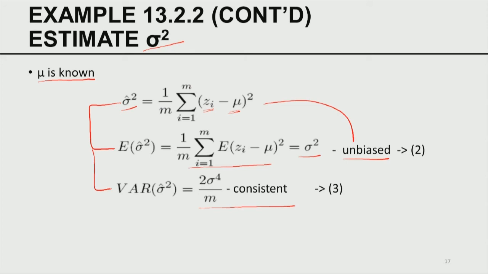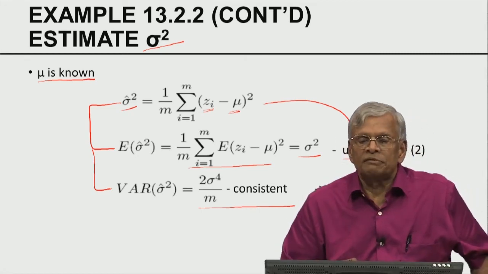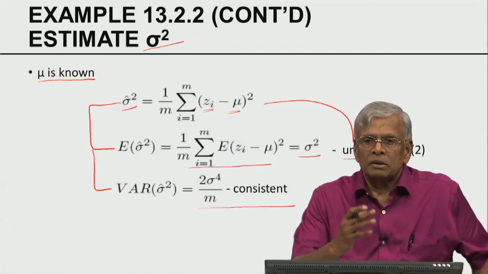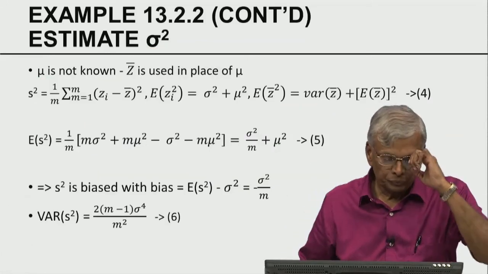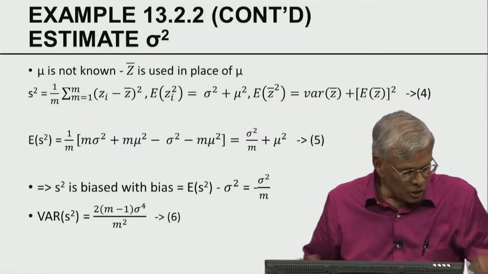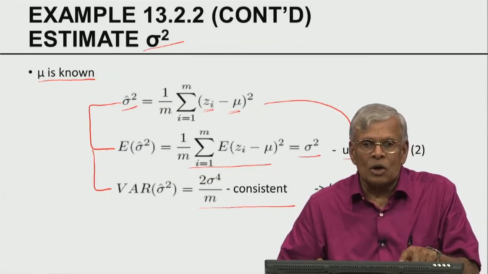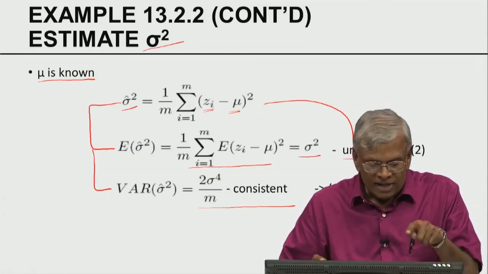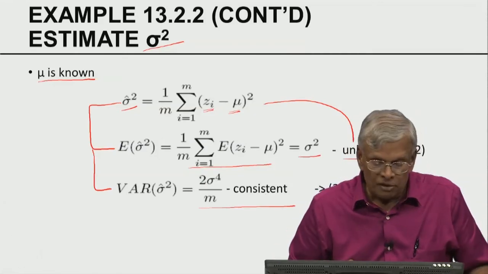I think it's a worthwhile assignment to check whether you understand some of the fundamental principles involved in calculating these quantities, especially sample moments and analyzing the properties of sampling distributions. So in the previous case, what have we seen? If mu is known, sigma square is not known, I can estimate sigma square, I have an estimator which is unbiased and consistent, much like the estimate for mu.